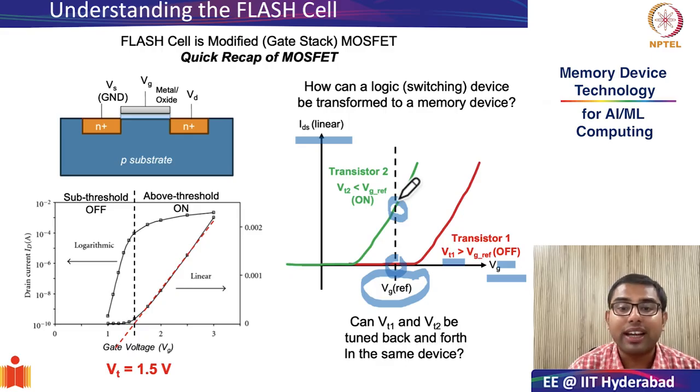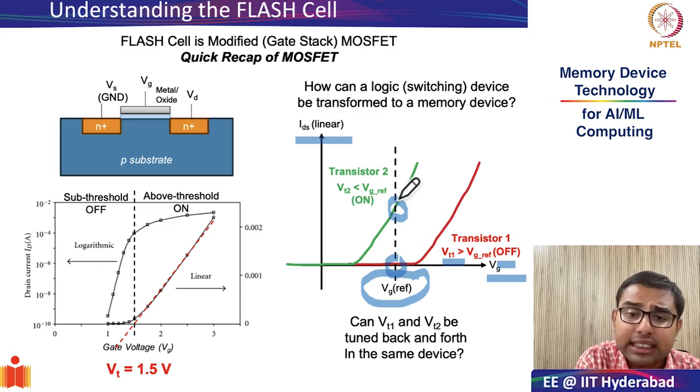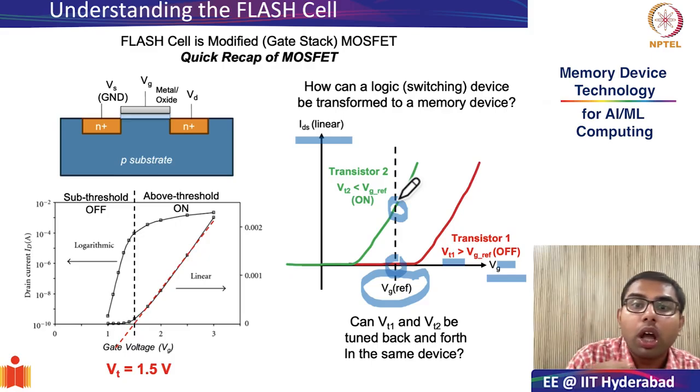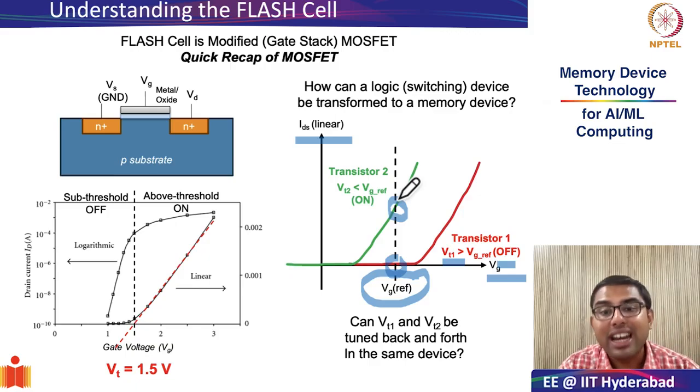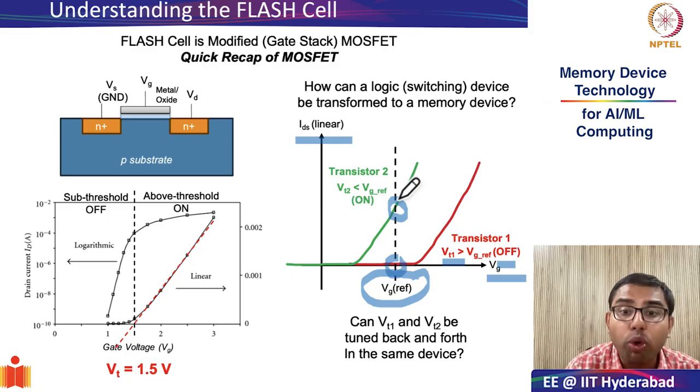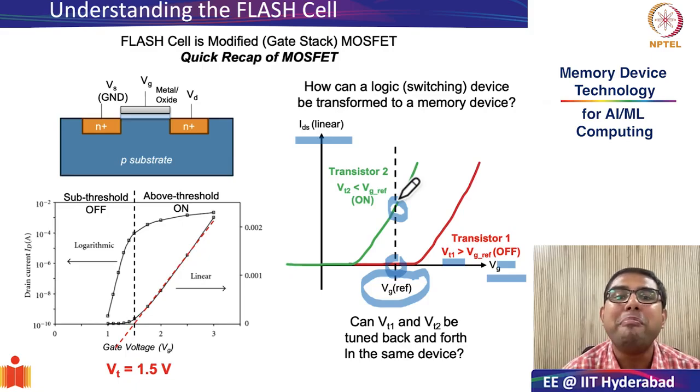So a natural question that comes to mind is, can we design a structure such that the threshold voltage of the transistor can be dynamically tuned from VT2 to VT1 and vice versa? So you have to dynamically tune the threshold voltage of the transistor. And if you can somehow modify the transistor such that the threshold voltage can be dynamically tuned, you will come up with a memory device.